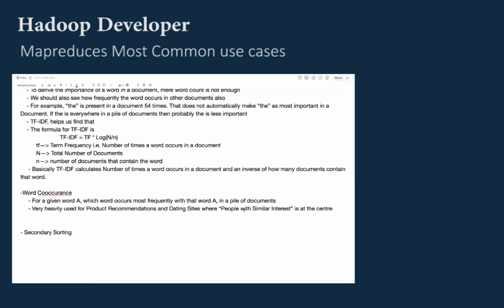The next one is word co-occurrence, where we are trying to find out, if a certain word is there, what is the most frequent word that occurs with that particular word. That is what we are trying to find in word co-occurrence. So we create a pair. Say for example, with Apple, Samsung is used the most frequently, and we say that yes, these two words are somewhere related. This is how word co-occurrence works.